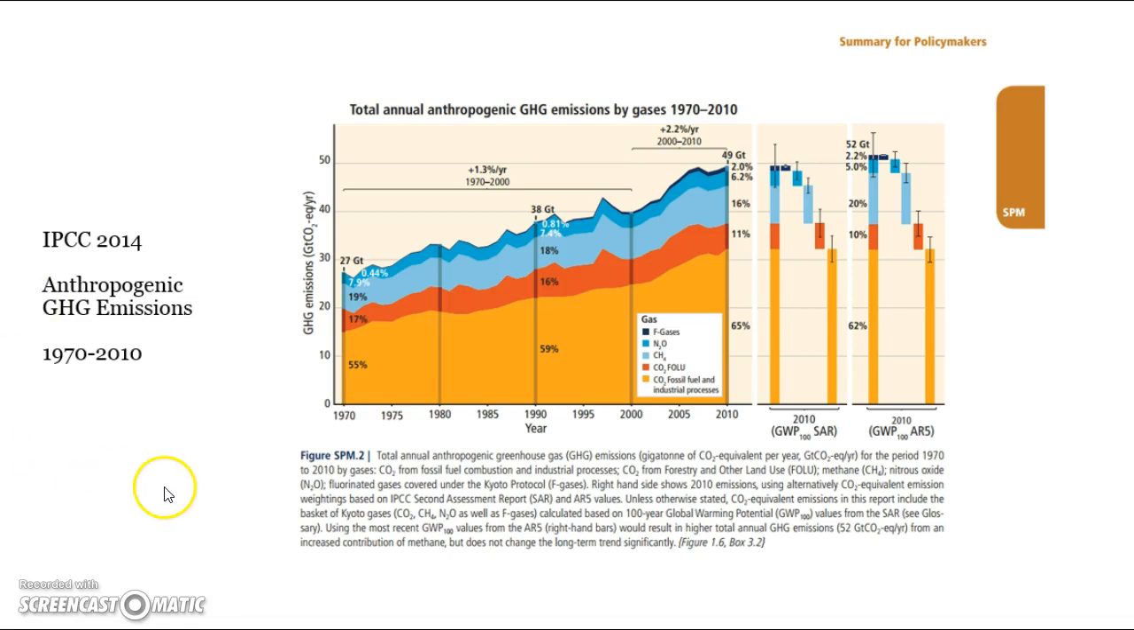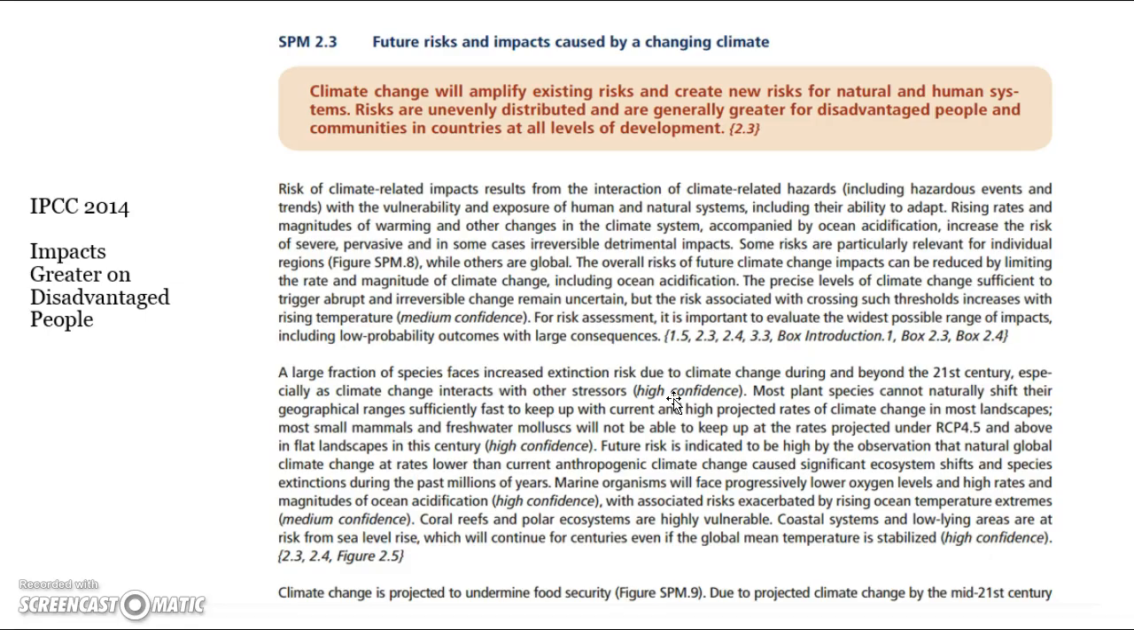This is a chart showing total annual anthropogenic greenhouse gas emissions for 40 years between 1970 and 2010. And these are the components: nitrous oxide, methane, carbon dioxide, and fuel and other processes.